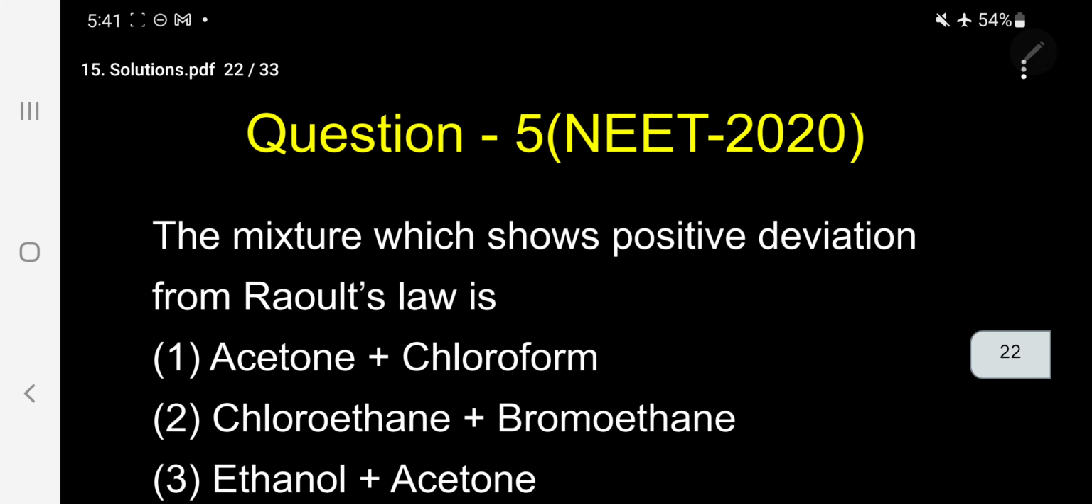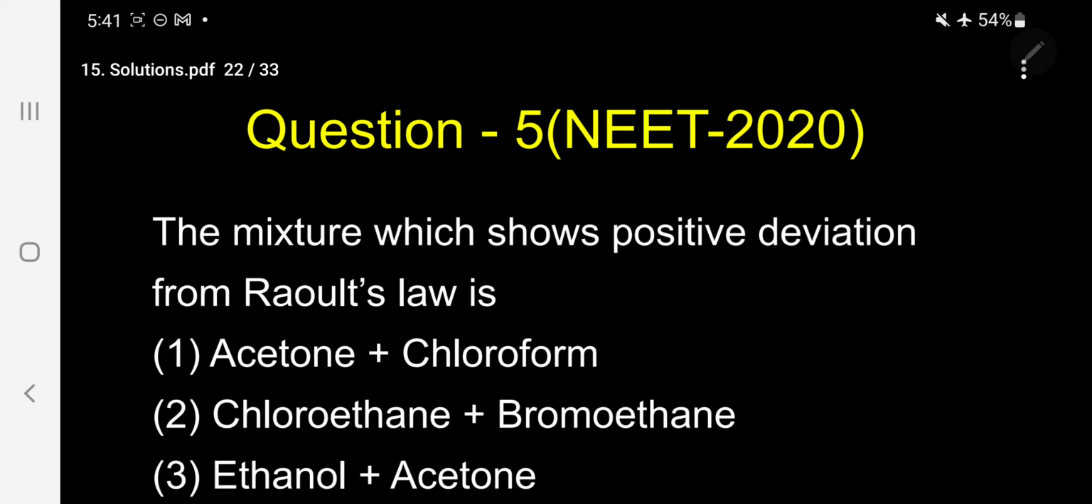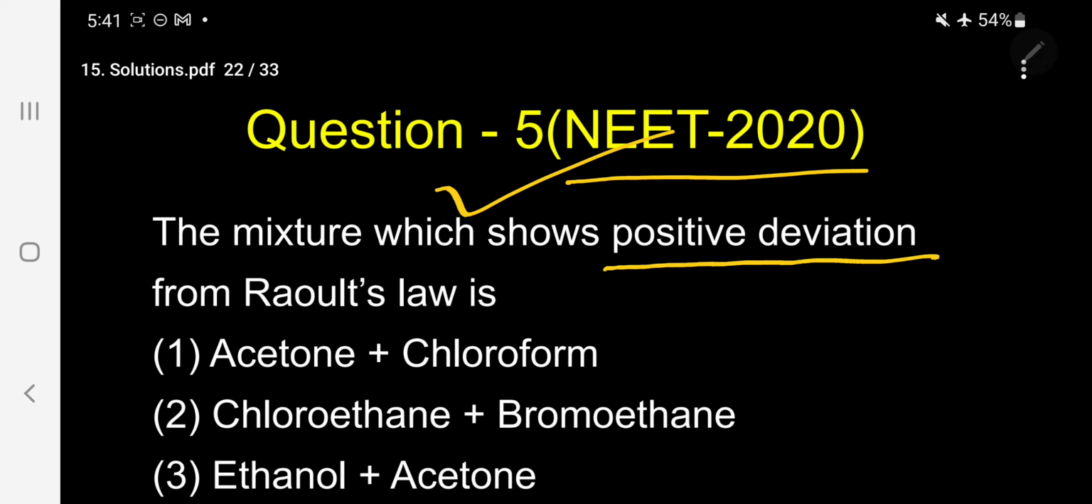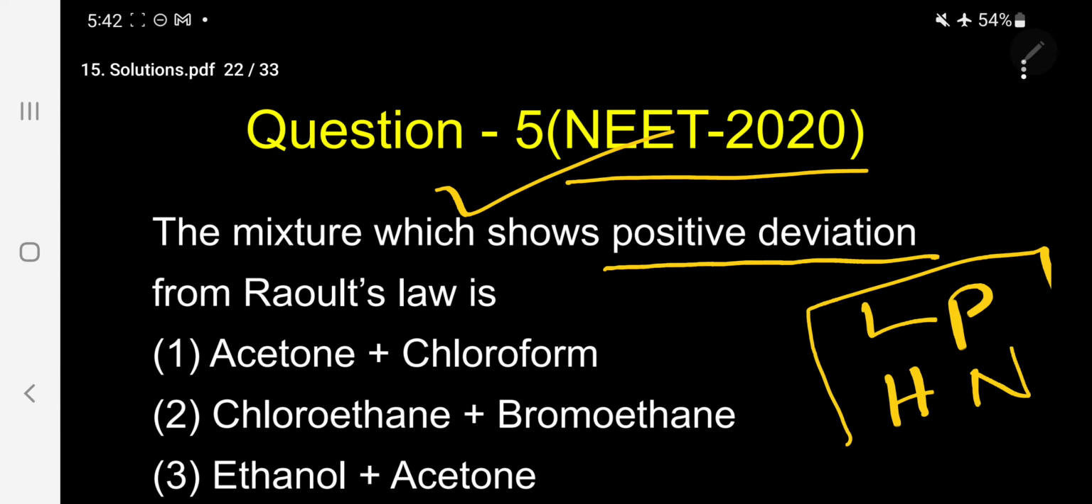Okay. Question number 5. This question was asked in NEET 2020. The mixture which shows positive deviation. Kindly follow. Earlier it asked about azeotrope. Now reverse. They have come for positive deviation. What is positive deviation? I have already given. Low boiling, positive deviation. High boiling, negative deviation. You remember this word.